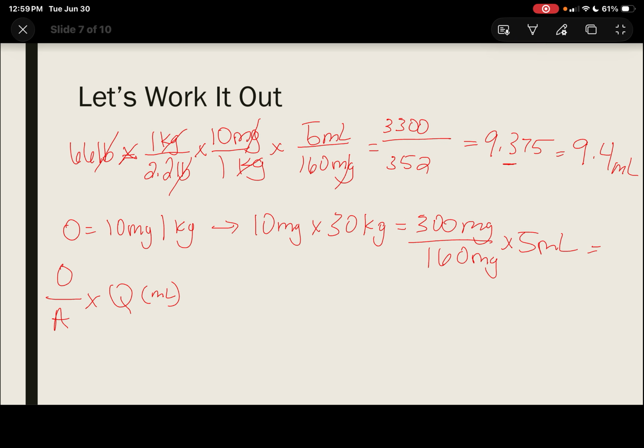So 300 milligrams divided by 160, okay, times 5 gives me 9.375. So notice it's the same answer. Okay, here's the 3 again. If I'm rounding to the nearest tenth, I should get 9.4 mLs. Okay, hopefully this helps in working that out.